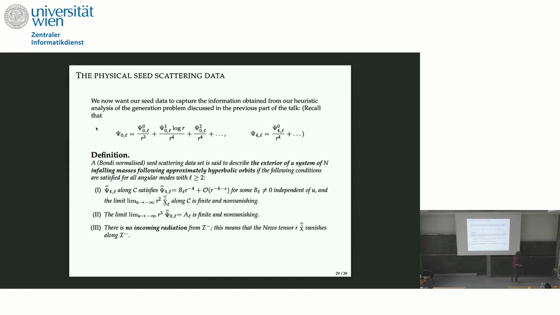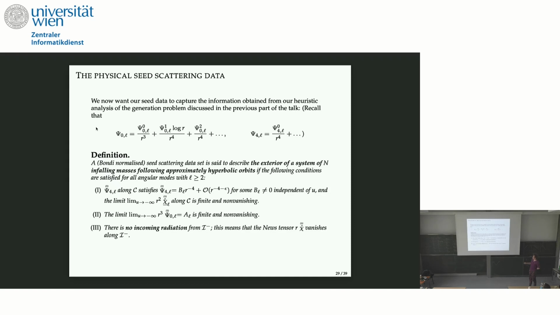So I want to pose these data such that psi0 decays like r to the minus 3 and psi4 decays like r to the minus 4, which is what I'm doing here. So I'm giving you this definition: a seed scattering data set is said to describe the exterior of a system of n infalling masses following approximately hyperbolic orbits if the following conditions are satisfied for all angular modes. So psi4 wanted to decay like r to the minus 4. Psi0 wanted to decay like 1 over r cubed.